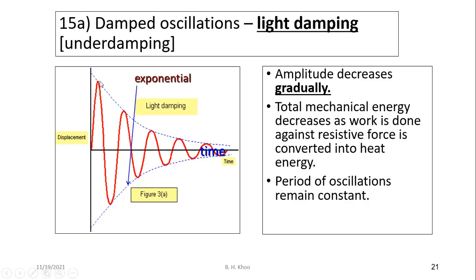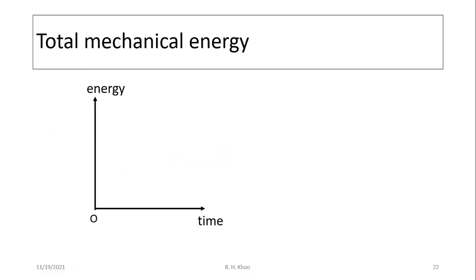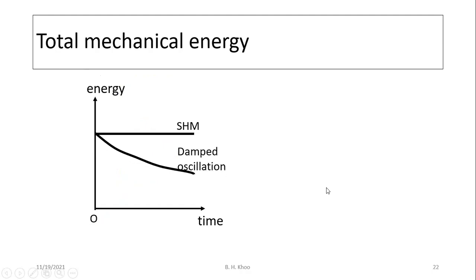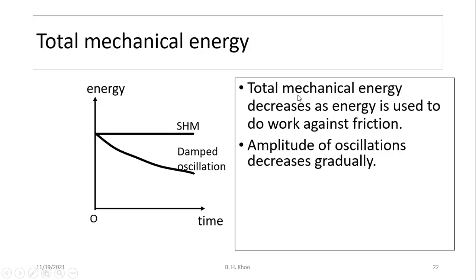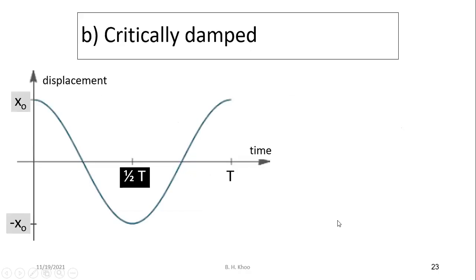Okay, and if you plot the amplitude against time, then that's what you see. This curve here is an exponential curve. Not a straight line, exponential. In terms of energy, if it's simple harmonic motion, remember it's a straight line. If it's a damped oscillation, total energy decreases. The energy loss is used to do work against friction, and the amplitude of oscillation decreases gradually.